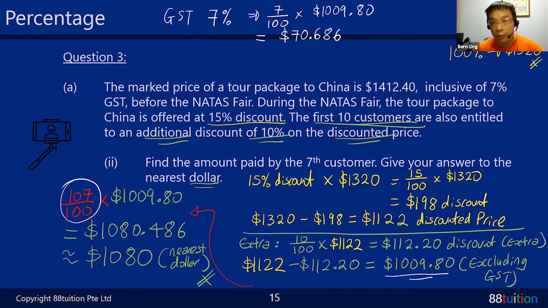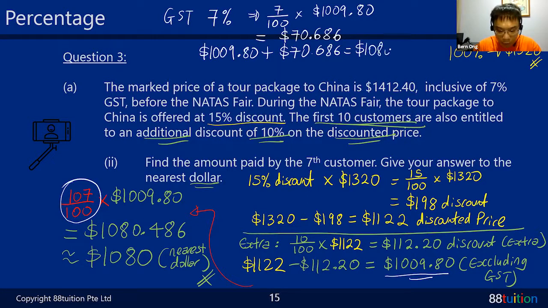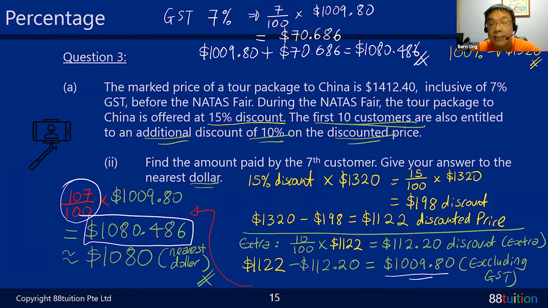This is just the GST alone. What is the total that you have to pay? I have to pay $1,009.80 plus the $70.686. So I take this number and plus 1009.8. And the answer is 1080.486. Is it the same step or not? Is it the same answer? It's not the same step, but is it the same answer? It is the same answer.